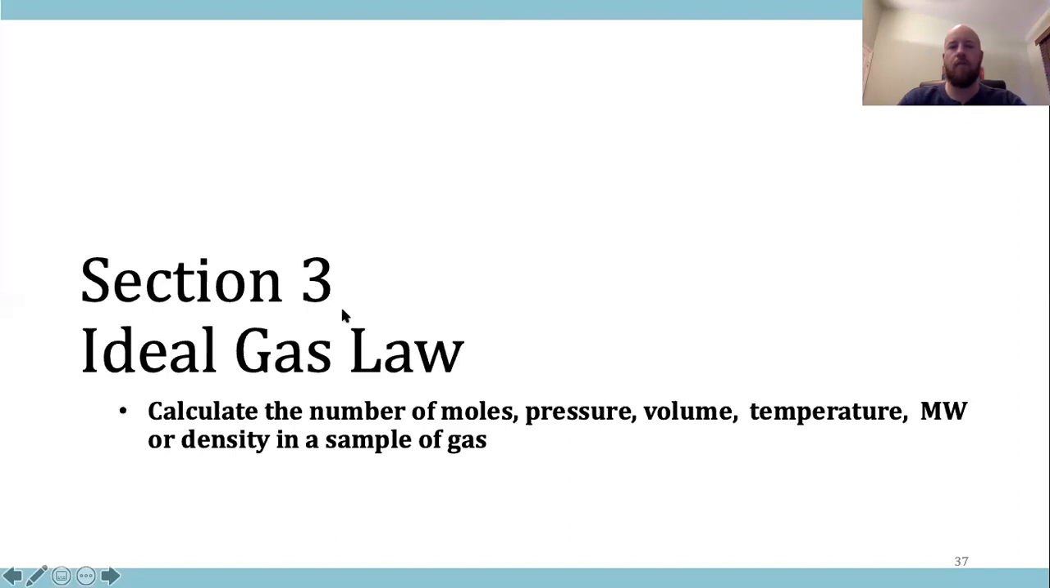In the ideal gas law, now we have the addition of moles, so the amount of stuff that's there. And so we can calculate things like molecular weight and density as well. We already had the pressure and volume and temperature as units.